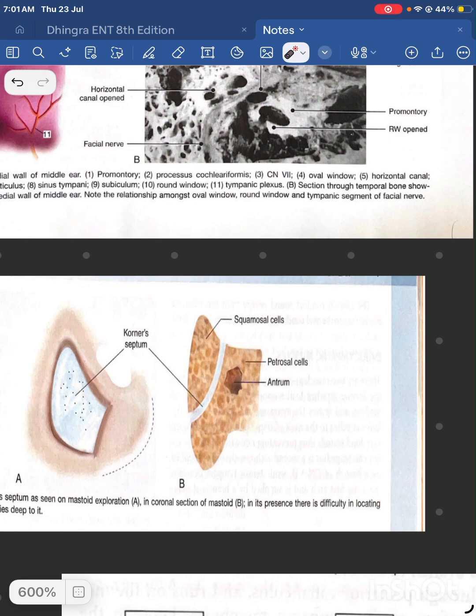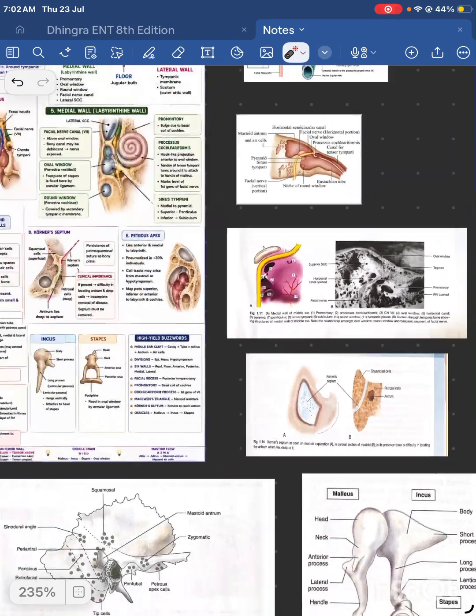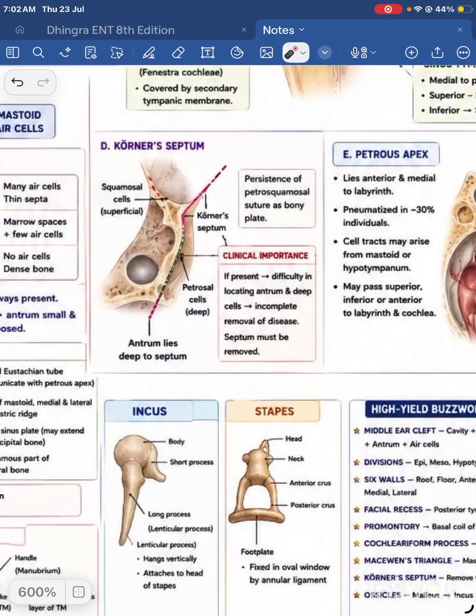By mistake, sometimes the surgeon might look at it as the end of the bone, so he might stop the surgery there. He might say the end is here, so let's stop. But we have deep air cells just below this Korner's septum also, so it is a pseudo landmark. How is it made? It is basically the persistent petrosquamosal suture as a bony plate. Clinically it presents difficulty in locating the antrum and deep cells. Incomplete removal of this septum needs revision. That is Korner's septum for you.